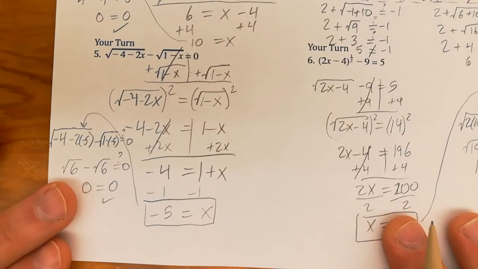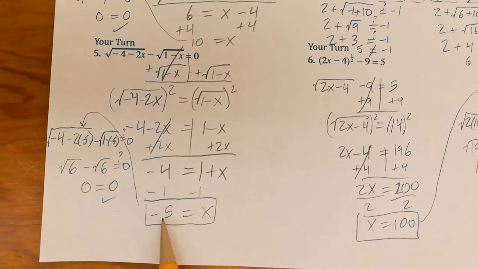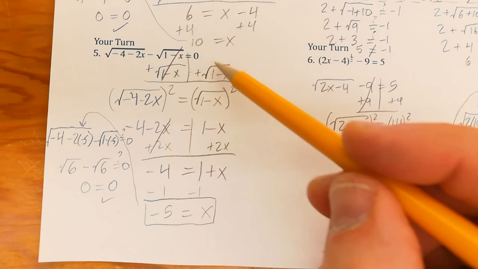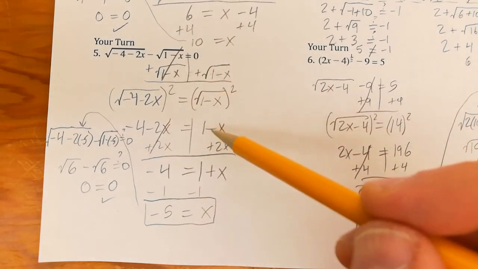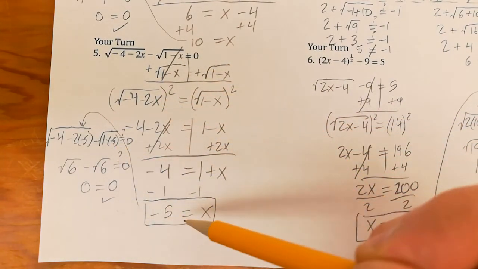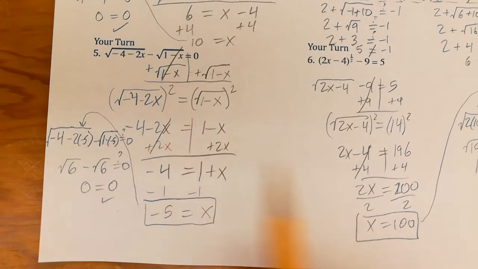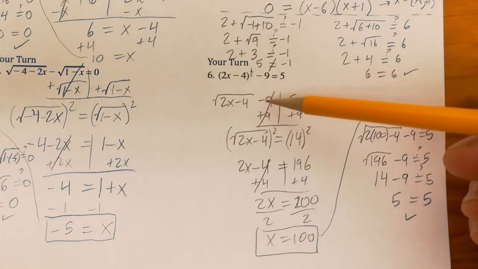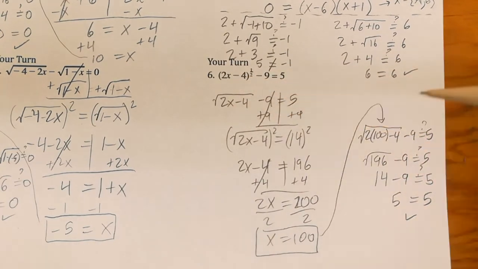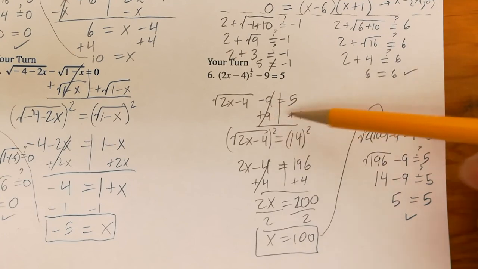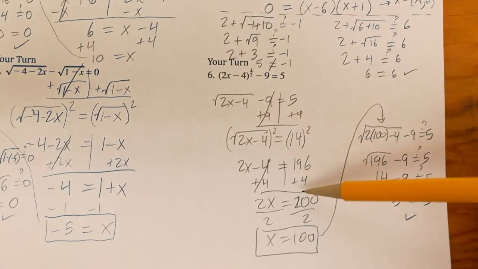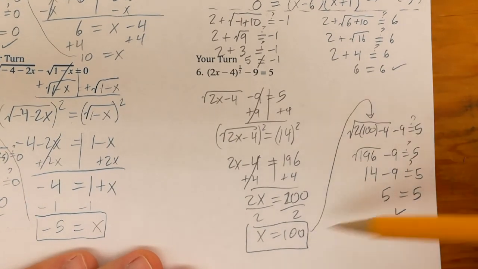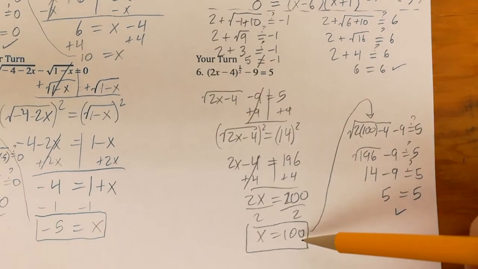All right, what I got on number 5 here was negative 5. So basically you start out by adding this to both sides, and then you square both sides and go from there. And this was not an extraneous solution. I checked it. And then over here, I isolated the square root. I changed that to a square root just to make it easier for me. And then I isolated the square root by adding 9, squared both sides, solved for x, and checked my solution, and it worked out. All right, so I got x equals 100 on number 6.